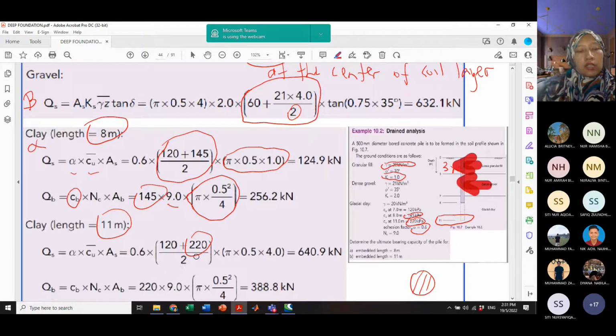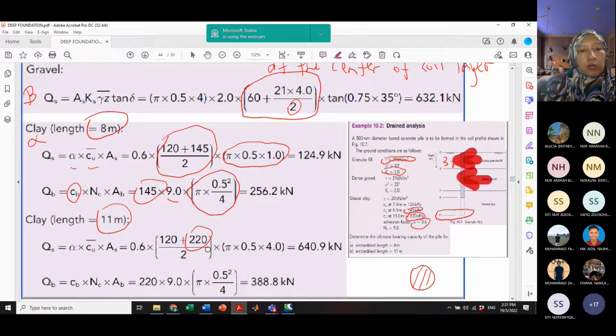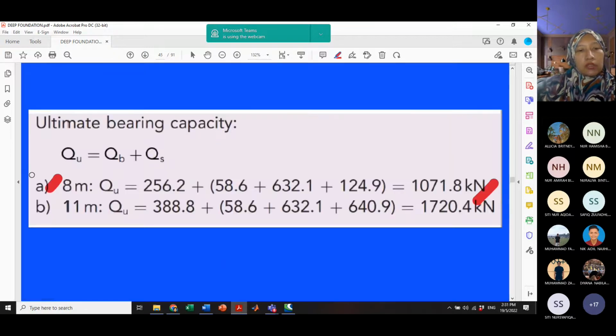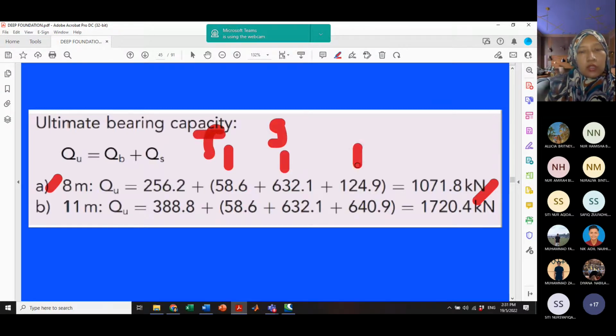For 9 meter, I will not cover it, it is more or less the same as 8 meter. So the total ultimate bearing capacity at 8 meter end, you will get 1071.8, where this one comes from the fill, this one comes from the gravel, and this one comes from the clay. So we total up, and the QB is only 1 since we have one end bearing capacity. So we get 1071.8.